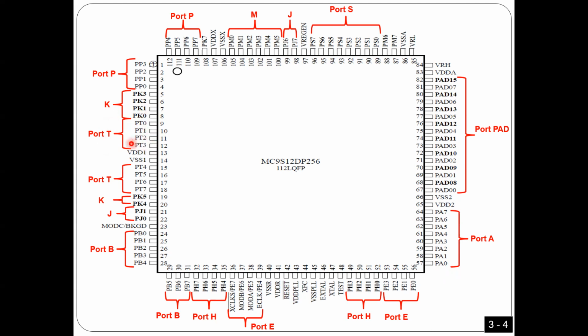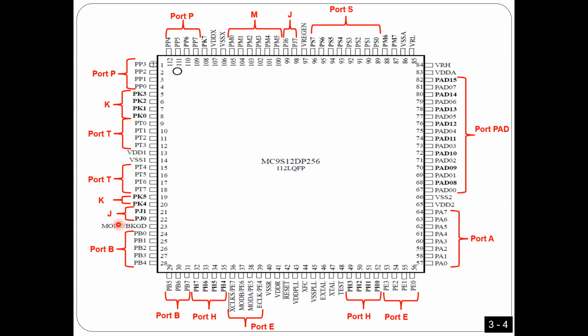Also, we have port T, as you see here. PT0, 1, 2, 3, 4, 5, 6, 7. So we have 8 pins for port T. Port T is where the buzzer is connected. As you will see, the buzzer is connected to PT5. So the buzzer is connected here, PT5.